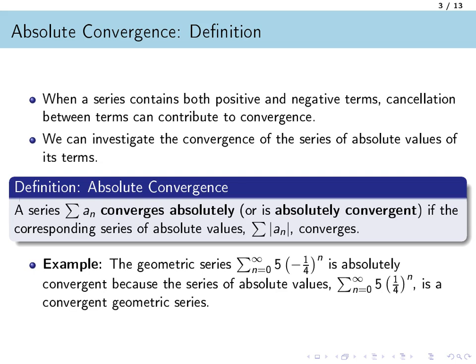If we take the absolute value of each term, we get the series which is the sum of 5 times positive 1/4 to the power n. This is a simple geometric series with a ratio of 1/4, which converges. Because the series of absolute values converges, we say the original series converges absolutely.